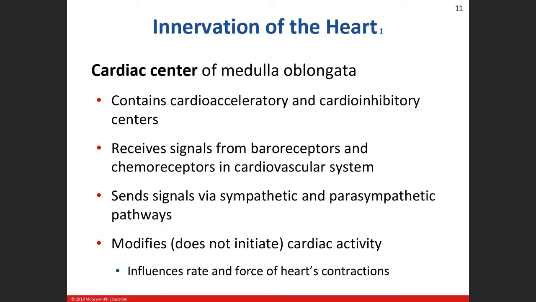But we have to control that heartbeat, because the heart wants to beat at a certain rate. But the rest of our system, our body, does not want it to beat at that rate. It wants it to beat a little bit slower, and we're going to get into that here.